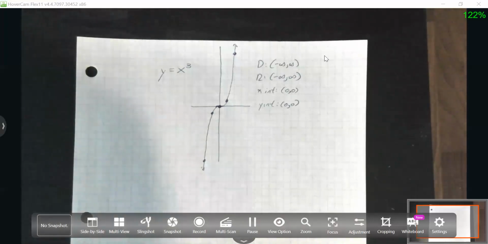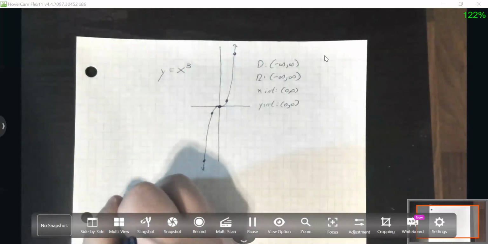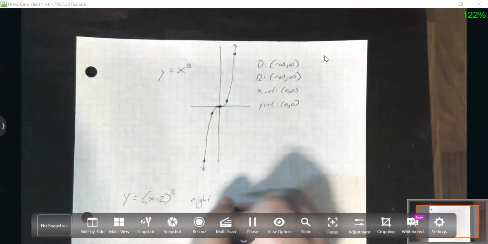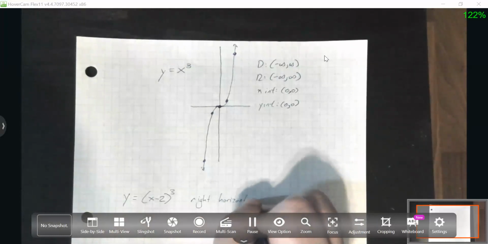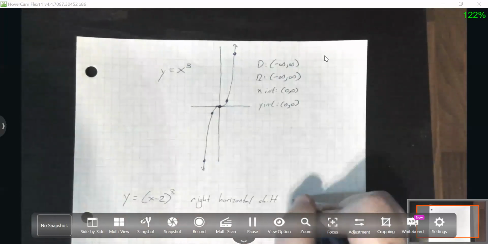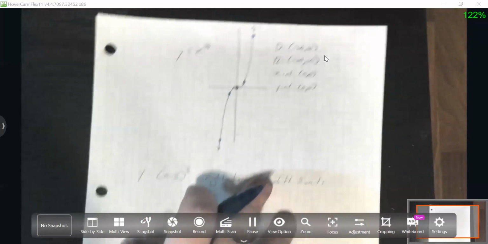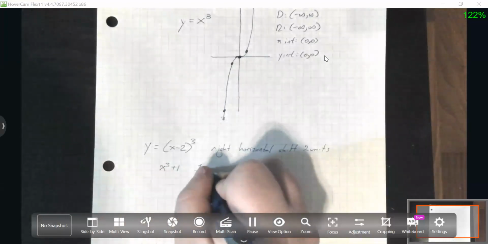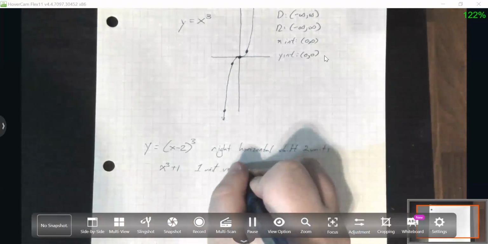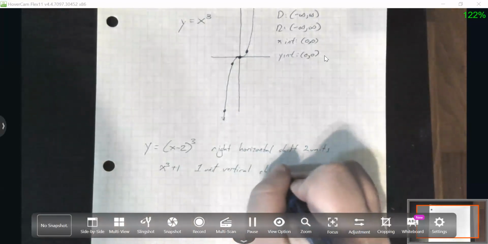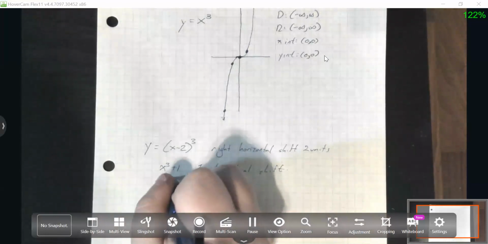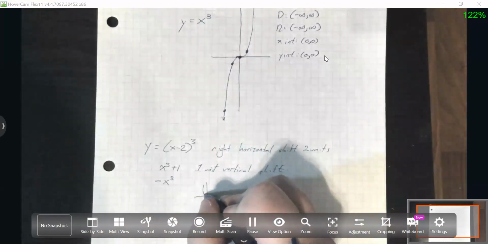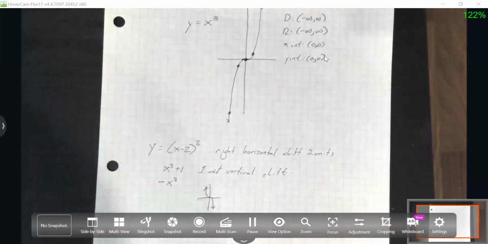Now, that being said, all of our usual rules apply. If we have something on the inside, like y equals (x minus 2) cubed, that becomes a right shift, or a horizontal shift of 2 units. So all of the rules that we've talked about all this year for graphing still apply. If I add something at the end, x cubed plus 1, that would be a 1 unit vertical shift. If we made it negative x cubed, that would end up flipping it. Negative x cubed, if I were just to sketch it, would end up looking something like that when we go through and try to graph it.